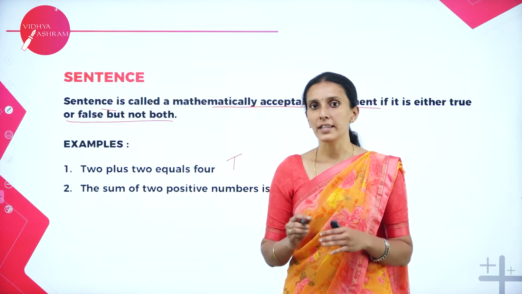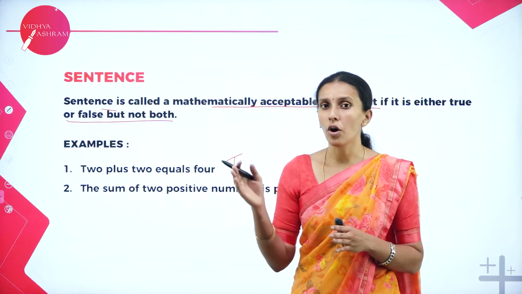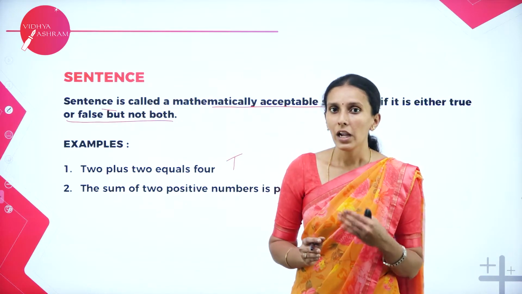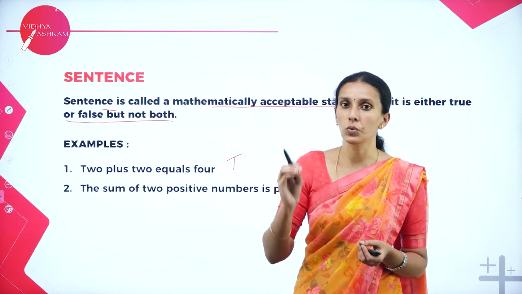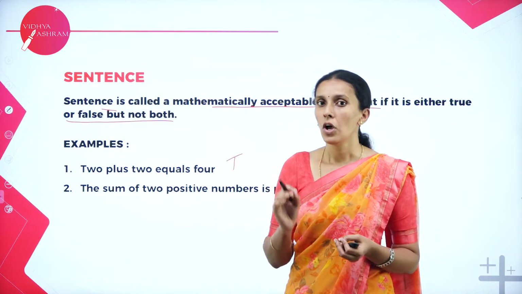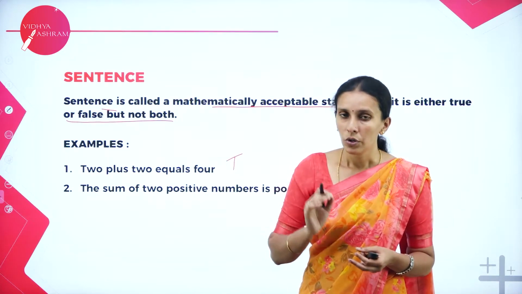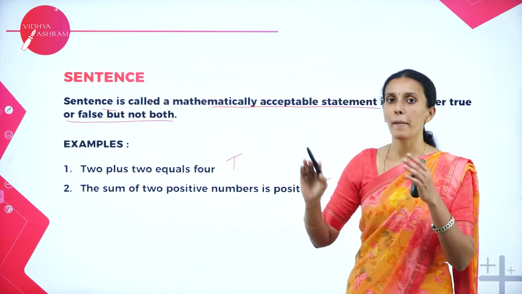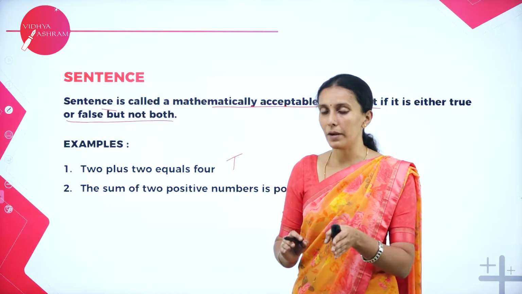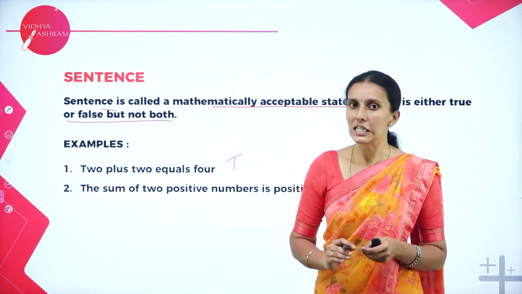For example, we say, how beautiful she is. We cannot say whether it's a true or a false statement. So where you cannot apply the truth values, that is true and false, that sentence is not accepted as a mathematical statement. So, to be a statement in mathematics, it should be mathematically acceptable, that is, it should be either true or false.